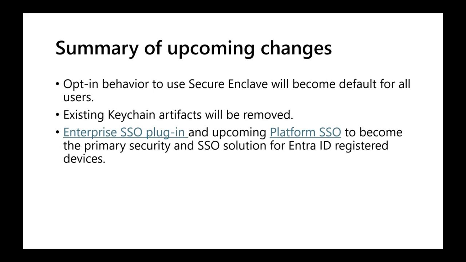Because we're removing this data from Keychain, we'll need customers to use a new mechanism to gain access to the device identity. And the mechanism is by using our Enterprise SSO plugin, which entered into general availability last year. An overview of our Enterprise SSO plugin is linked here if you want to learn more, and I'll share a bit more about this on an upcoming slide.